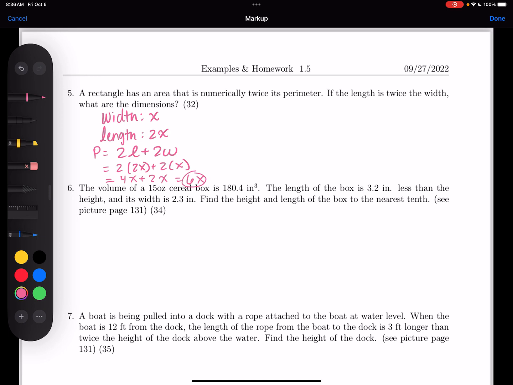Now, how do I find, in general, area of a rectangle? Yep. So area is length times width. So that's going to be 2x times x. So that's going to be 2x squared.